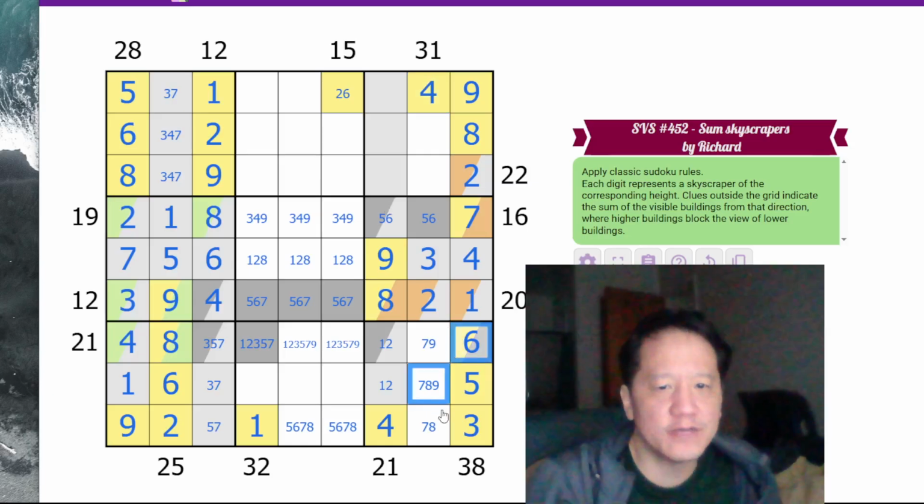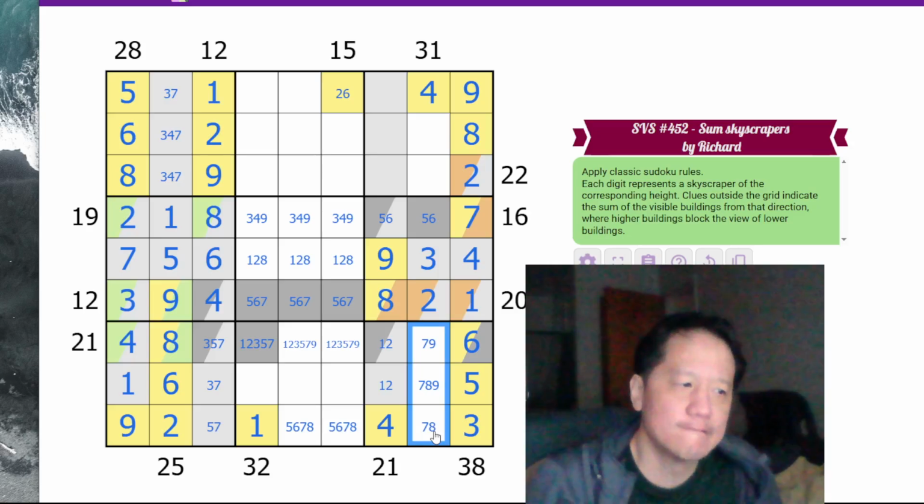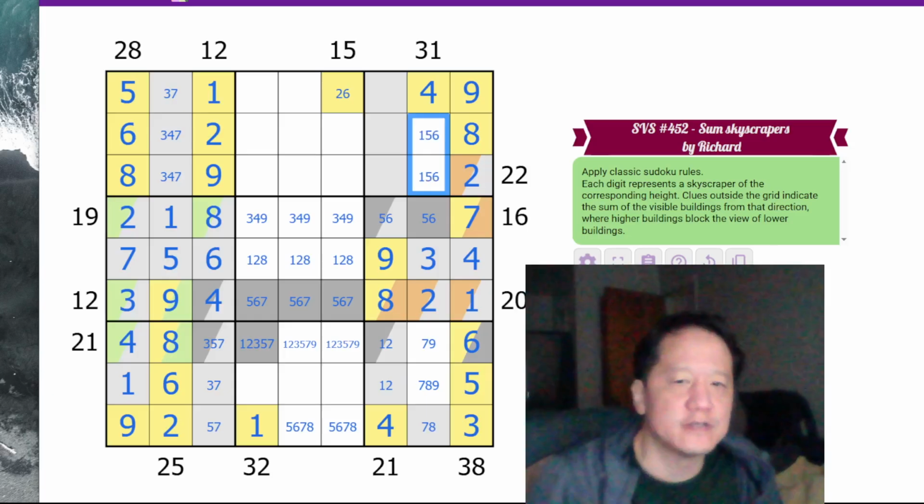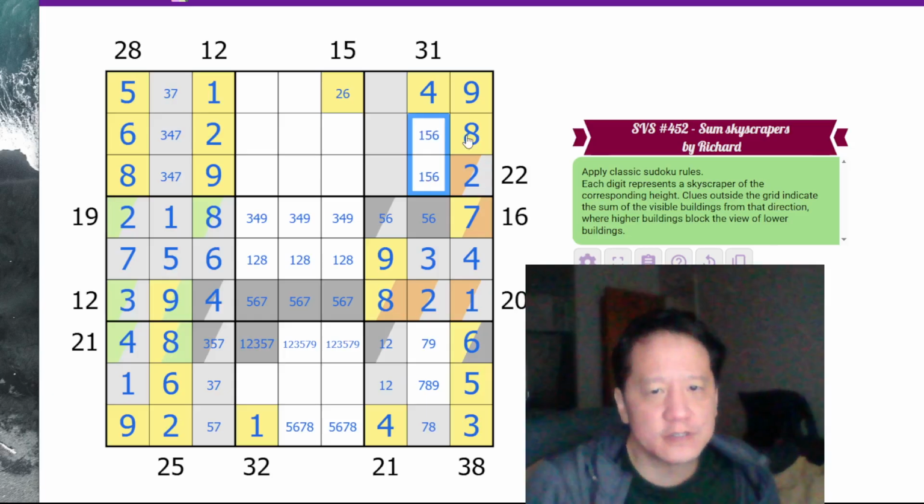Can it see 7, 8, and 9? Well, 9's one of these two, so this cell is not going to be seen. So it won't be seeing that anyways. Remaining digits in column 8, we have 1, 5, and 6. That's interesting. This is seen horizontally. These are not seen horizontally. So we have 9 and 2.